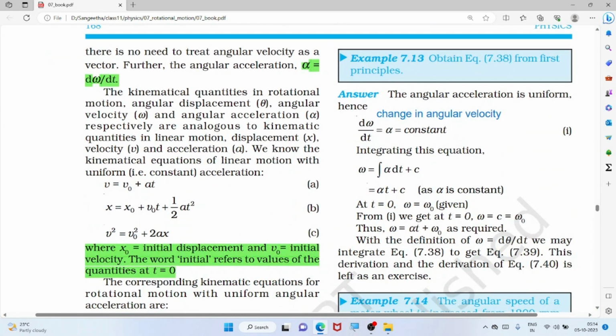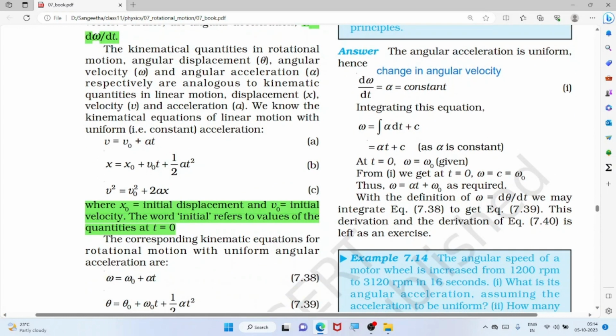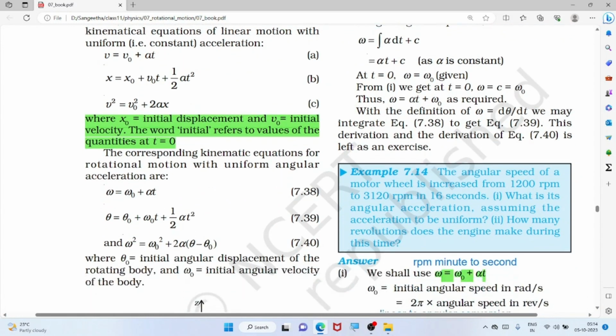The angular acceleration symbol is alpha. We have kinematic equations for linear motion, and the same thing you can write for angular motion. These linear motion formulas are converted into these for rotational motion. This is for linear motion and this is for rotational motion.